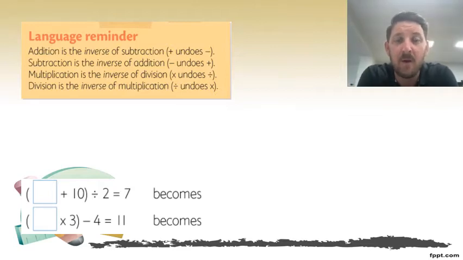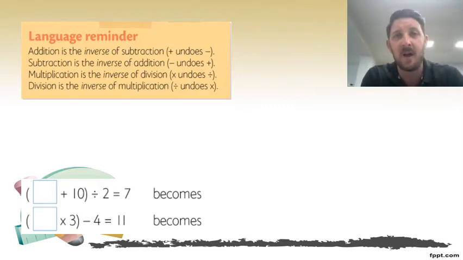Now, there's some vocab or language that we need to remember. The first word I'm going to use is inverse. Inverse means that it's the opposite. For example, the inverse of an addition is a subtraction, and vice versa. Subtraction, the inverse is addition. Multiplication, the inverse is division, and division, the inverse is multiplication.